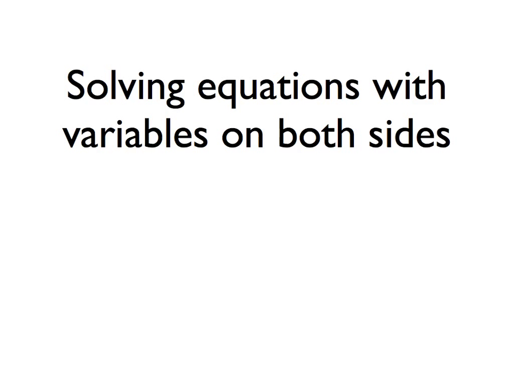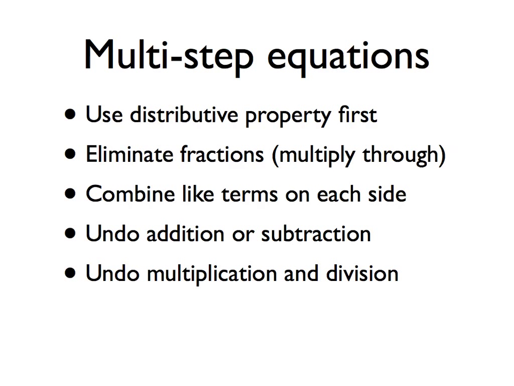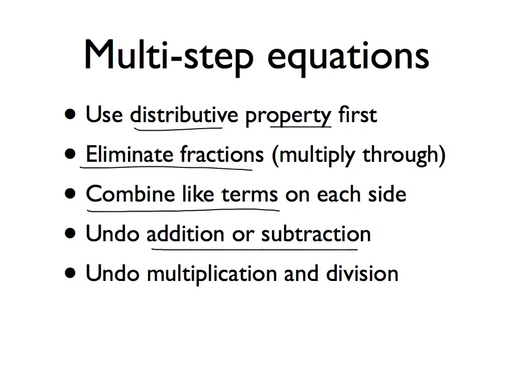Today we're going to learn how to solve equations that have variables on both sides. Let's think back to these types of problems we've done before. The first step in doing these problems was to use the distributive property. Next, we multiplied through to eliminate fractions. After that, we combined like terms on both sides. And last, we undid addition or subtraction using inverse operations, and then multiplication and division using inverse operations.